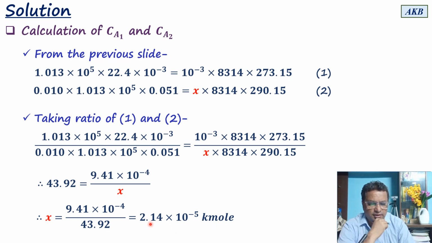That means 2.14 into 10 to the power minus 5 kilomole will occupy a volume of 0.051 meter cube at the given conditions, at a pressure that is equal to the partial pressure of A at 1, and at a temperature of 17 degrees Celsius. In short, we have converted the solubility data to kilomole at given conditions. Okay, now we are close to getting Ca1.